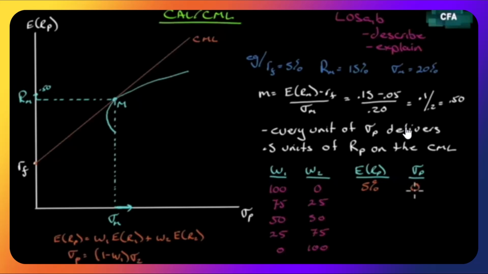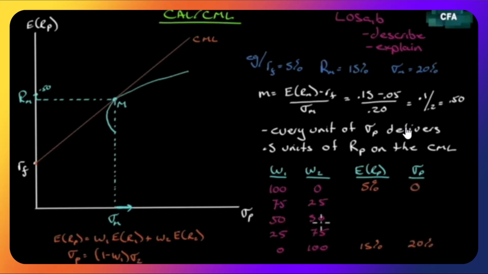Nice and simple, right? Well, what if we were at the bottom here and we are not in the risk-free asset and we're 100% in the risky asset? Well, then it is just the characteristics of the risky asset that apply, which would be 15% and 20%.